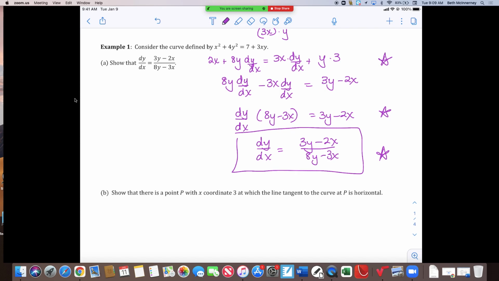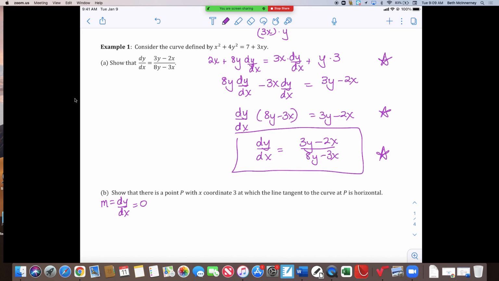All right, part B. Show that there is a point P with x coordinate 3 at which the line tangent to the curve at P is horizontal. So let's play the what-do-I-know game. What would you know if we had a horizontal tangent line? Yeah, Julia? Good job. My slope, which is dy/dx, would equal 0.